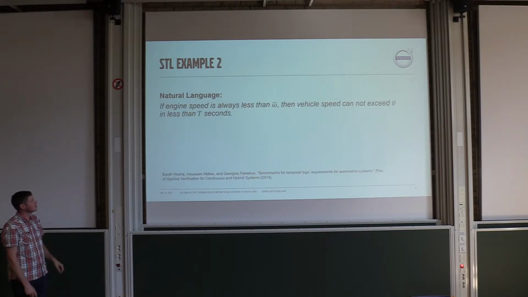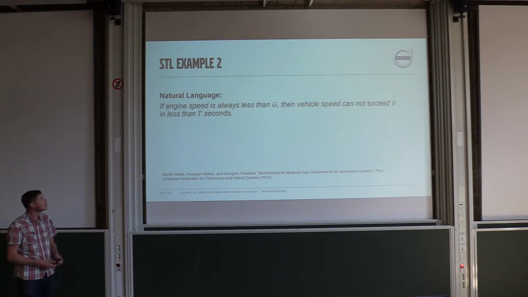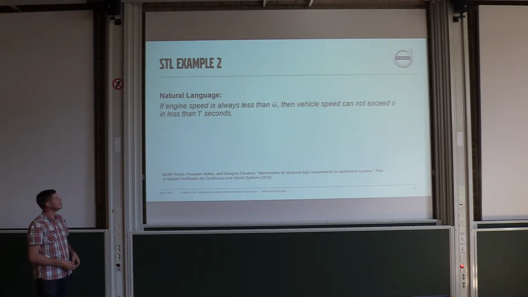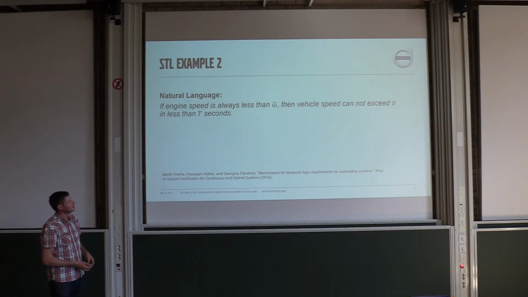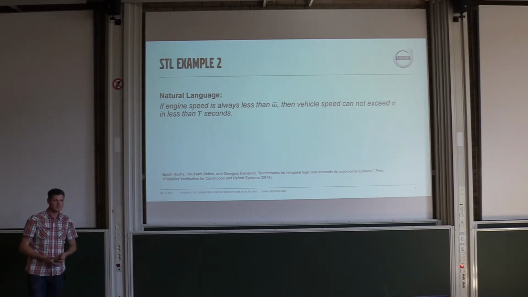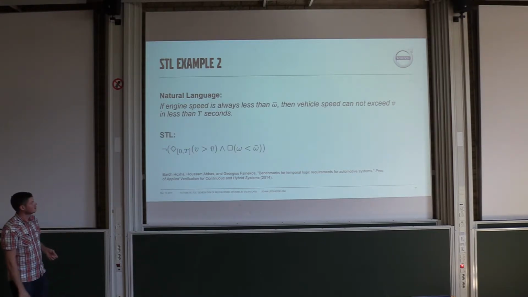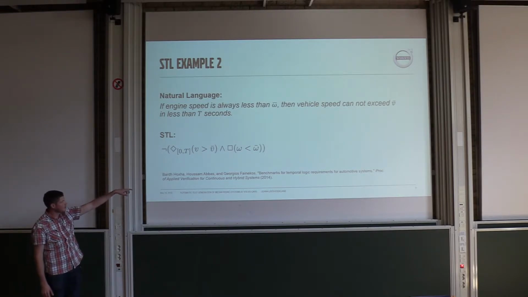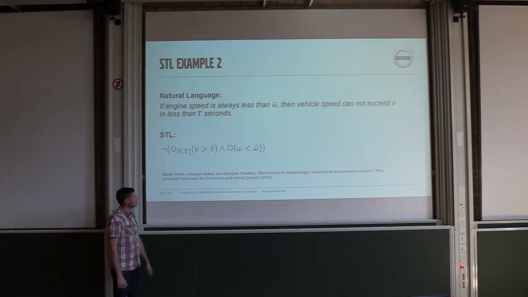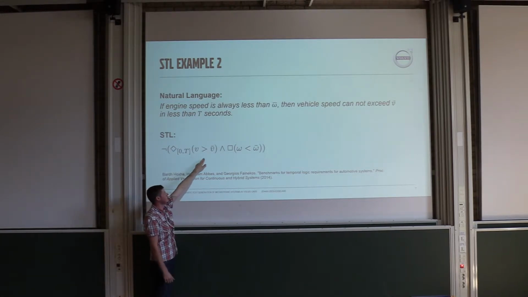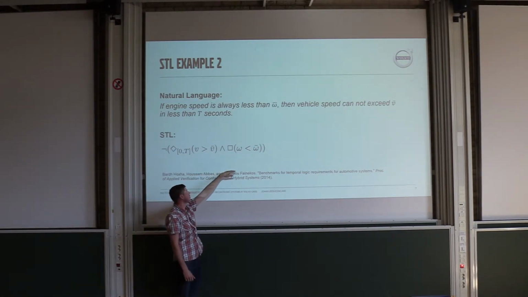So another example is this one, which is taken from a paper about specifications for automotive systems. I'll read here for those of you who can't see. If engine speed is always less than some preset omega, then the vehicle speed cannot exceed some preset vehicle speed v in less than t seconds. So now we have 2 different predicates involved. The STL specification looks like this. So negate everything that's inside here. The predicates that are involved are this v that's above the limit and this omega that's below the limit.